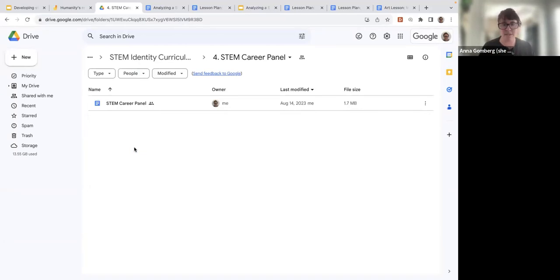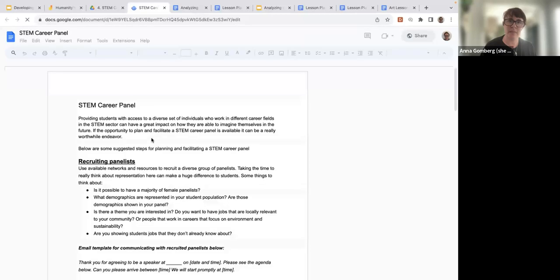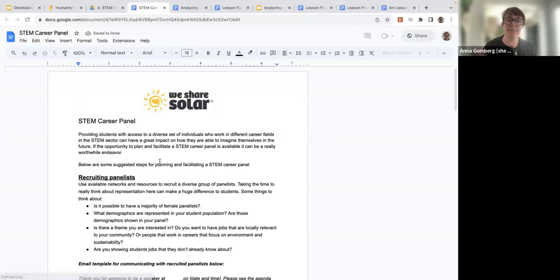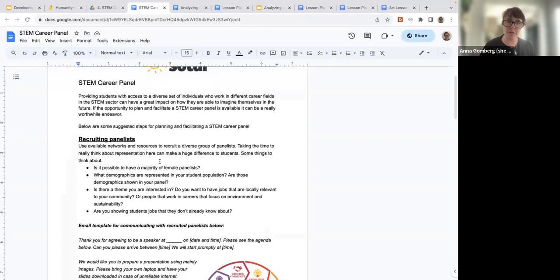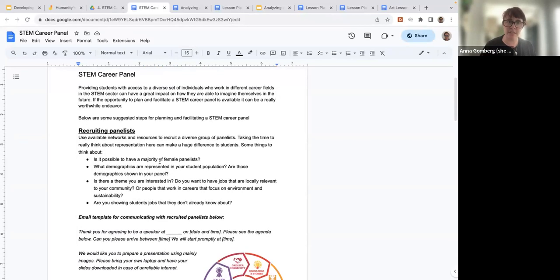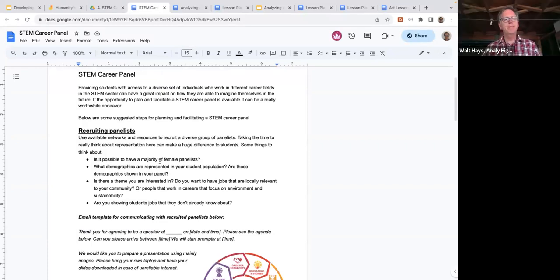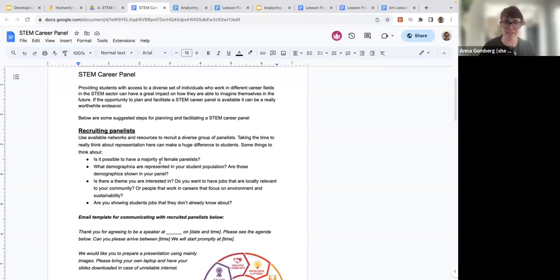anytime you can make connections to careers and real people is amazing. The thing that I would really encourage you to do, especially if this is already happening in your school and it doesn't look like this, is if you have a STEM career panel and every single member is a white man, that's not gonna fill the girls and the students of color with confidence that they could do that too.